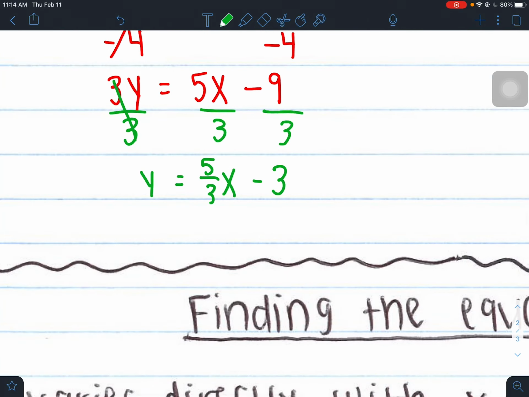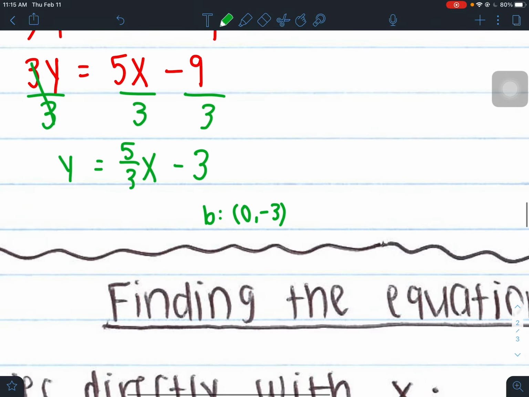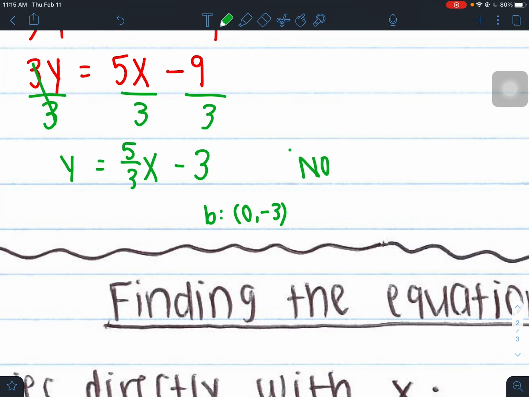So then you want to look at your y-intercept. Remember, that y-intercept is going to tell us if it's going to go through the origin or not. Well, what's your b value here? It's 0, negative 3. That's your y-intercept. So is that 0, 0? Nope. So this is also no.